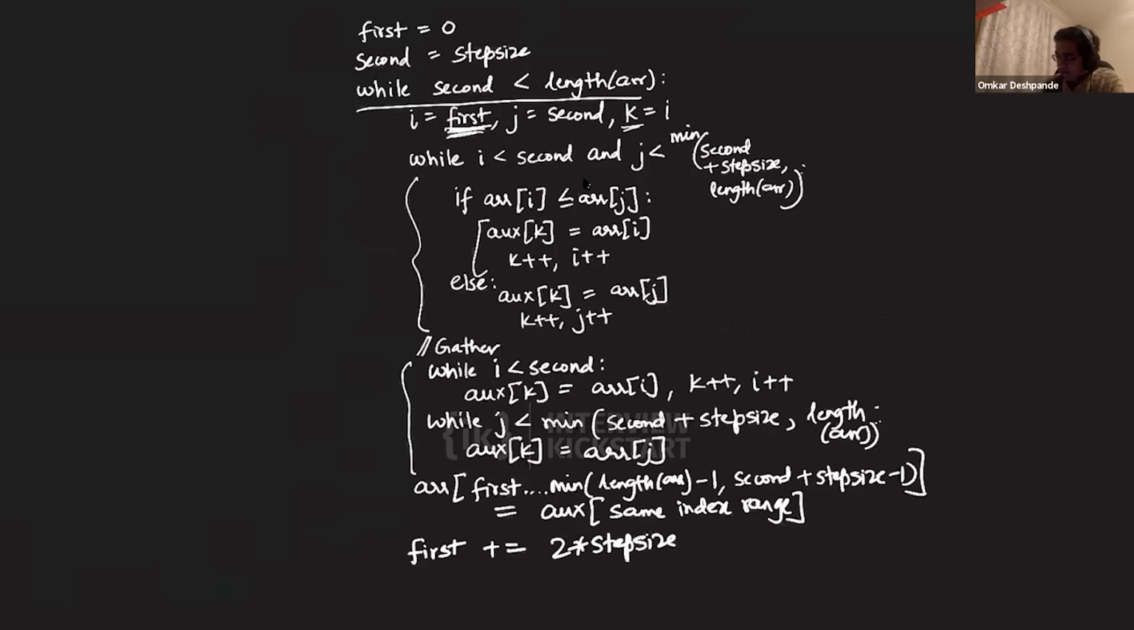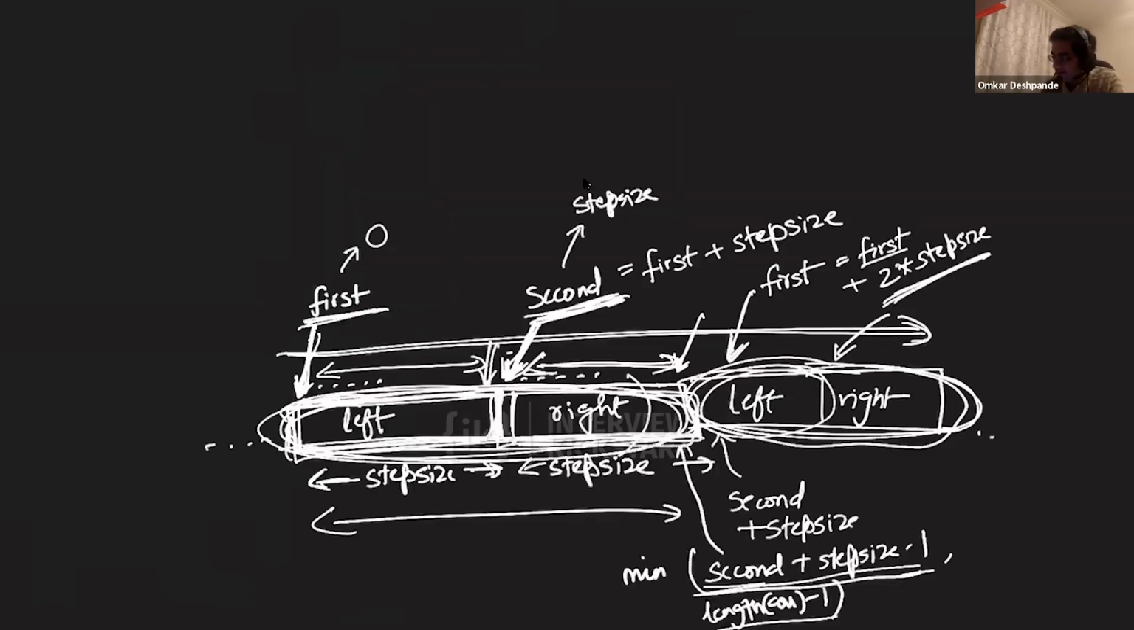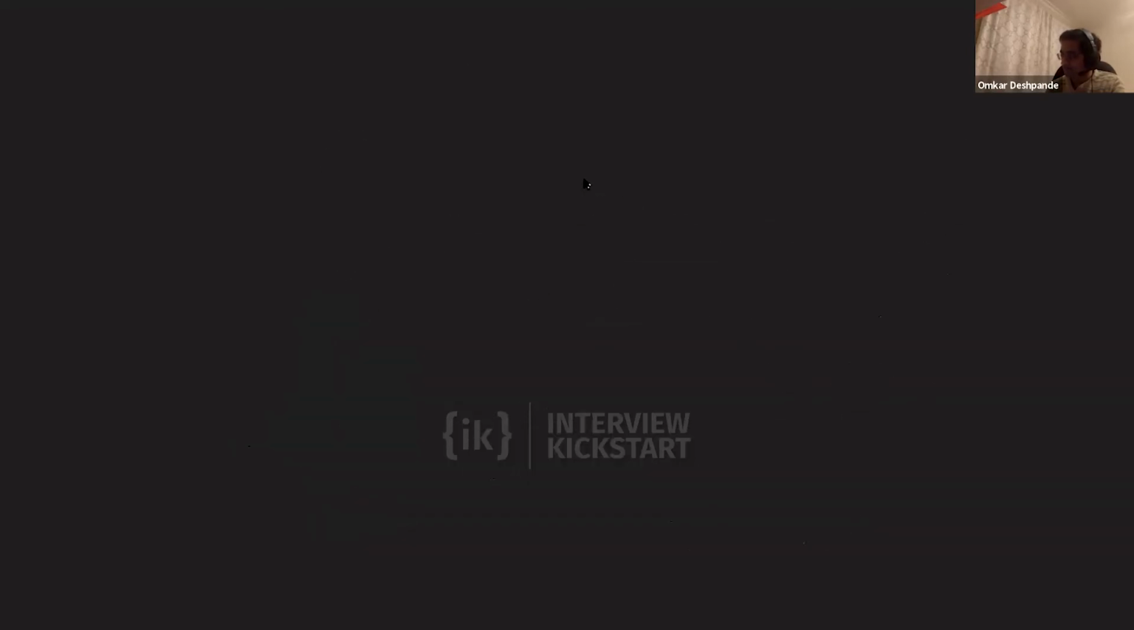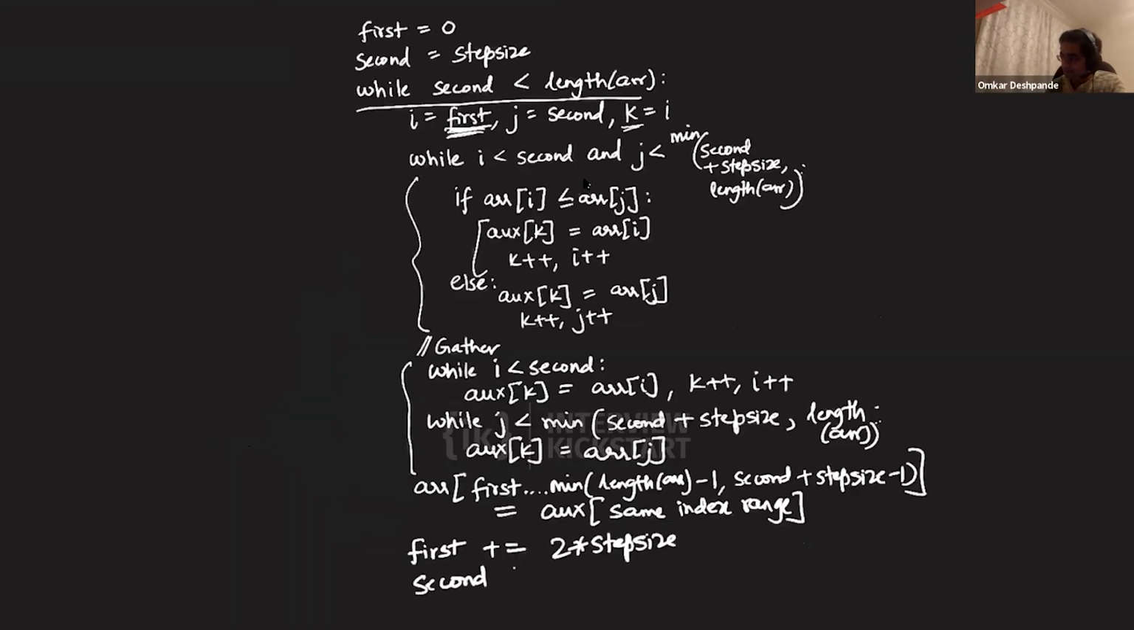and the same thing with the second value. The second value needs to become this. So it also needs to be incremented by step size plus another step size. So the second value also becomes incremented by 2 times step size. And by doing so, it's possible that it might exceed the length of the array, in which case we'll exit.